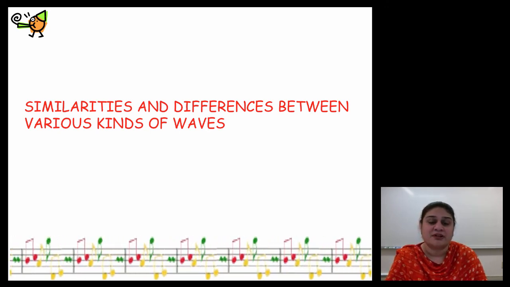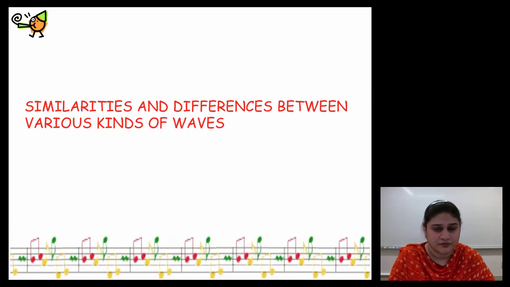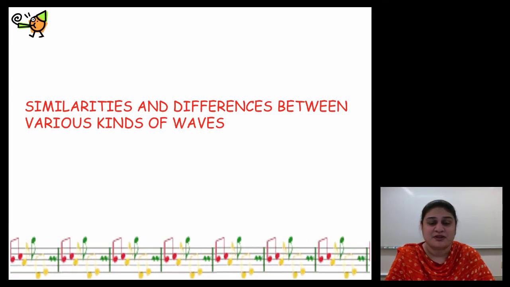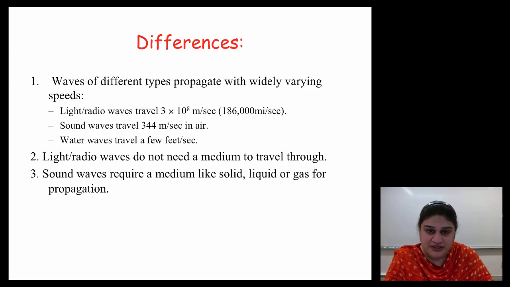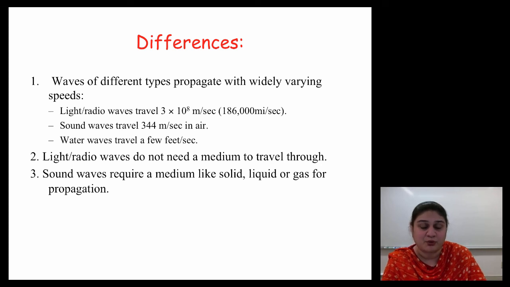Talking about different kinds of waves. So what are the differences between the various kinds of waves? The similarities between each kind of wave are that all waves can be reflected, refracted, or diffracted. All waves have energy, and all waves transport energy from one place to another. The differences between the waves is that the different types of waves propagate with varying speeds. So the speed of each wave is different.